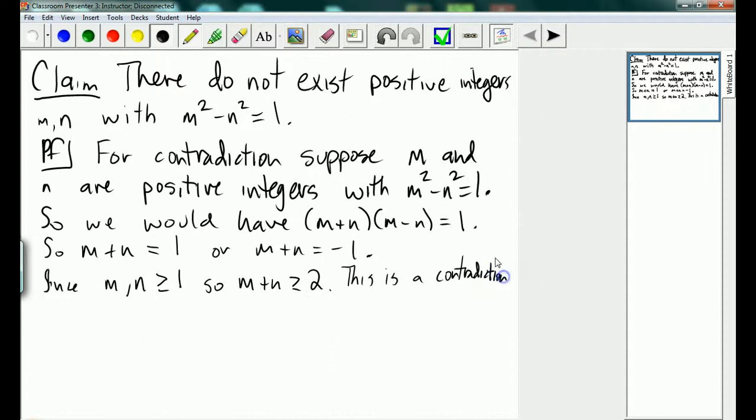Right? It's a contradiction because we have that m plus n equals 1 or m plus n equals negative 1. But we also have that m plus n is bigger than or equal to 2. And this contradiction proves our claim. So we get to conclude it with an MWO.